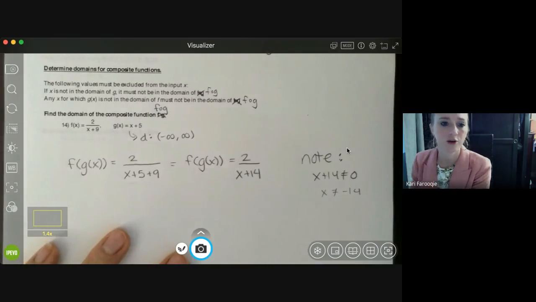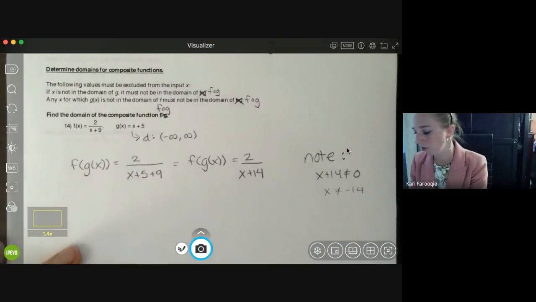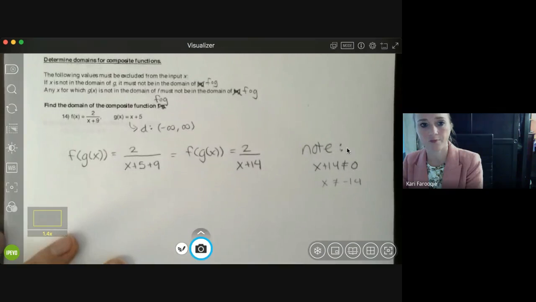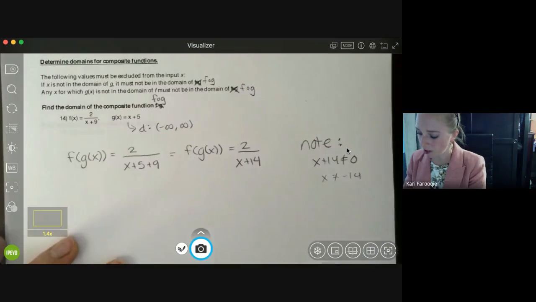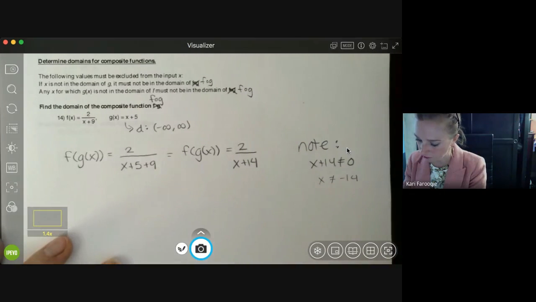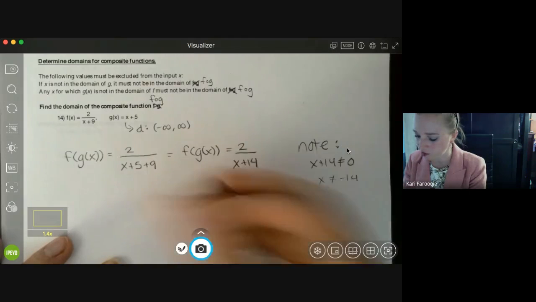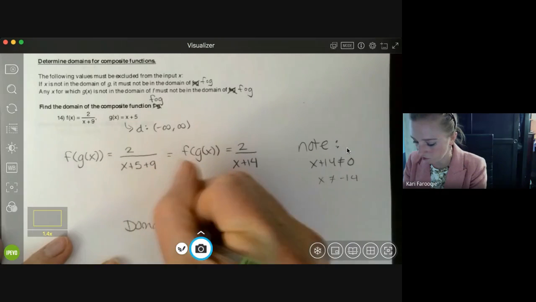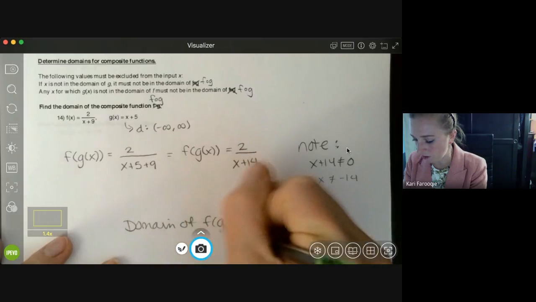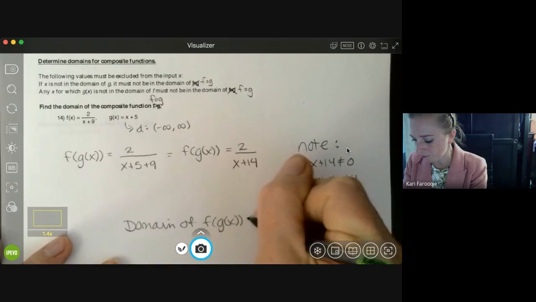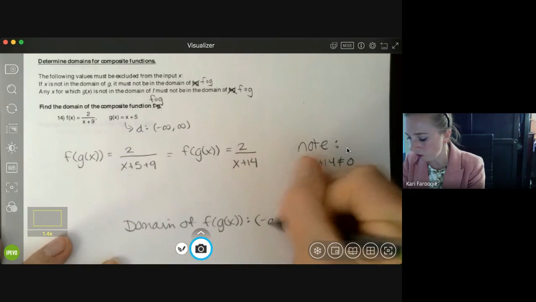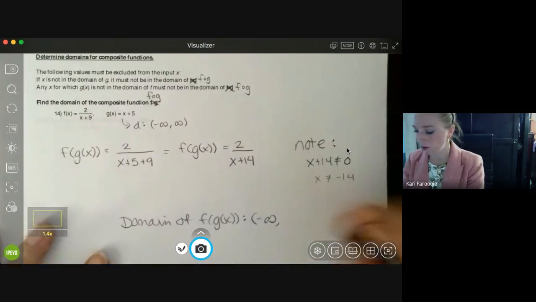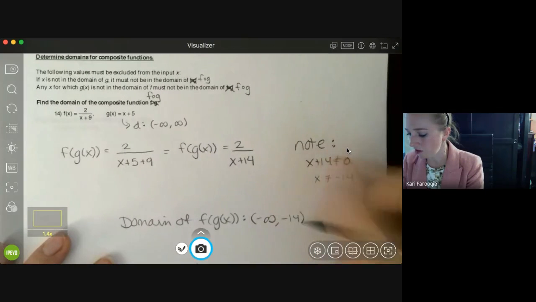But a lot of you guys will eyeball this for these linear expressions in the denominator. So go ahead and write out the domain for f of g of x such that we're going to use any real number excluding negative 14. So the domain of f of g of x is going to start at negative infinity. You're going to work your way up to negative 14.